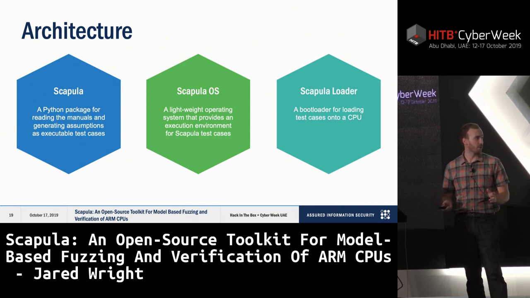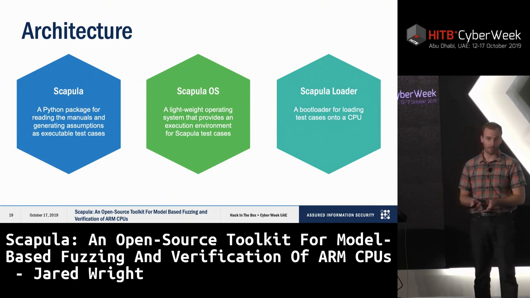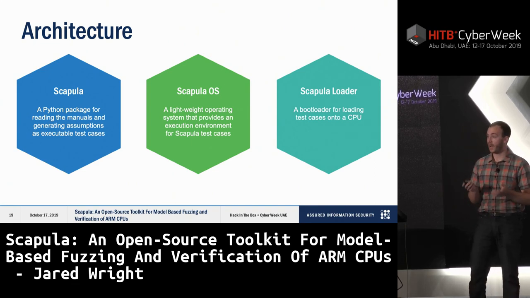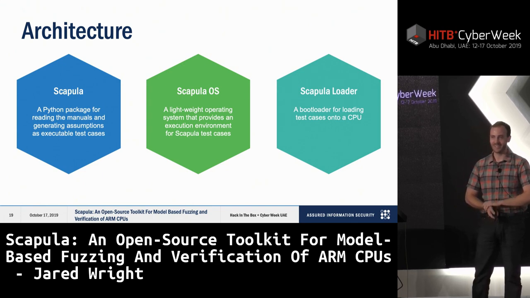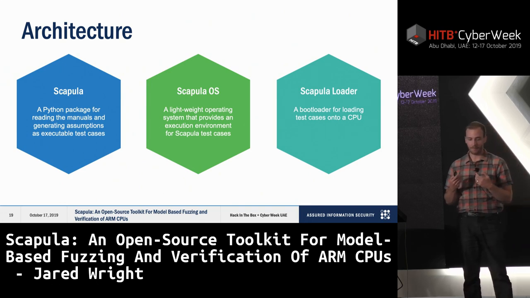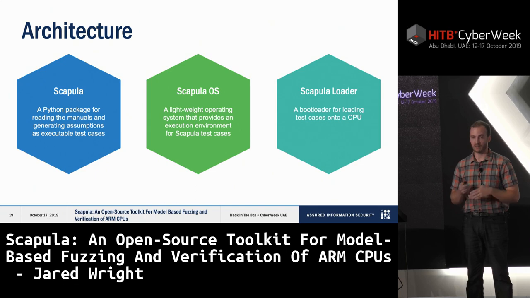The tool is broken up into three different major components. So there's the main Scapula portion of the tool. This is a Python package for anybody who likes Python. I sure do. It's a Python package that reads the manuals for you. You get that for free. That's the part that lets you generate your assumptions and generate basically C code that you can go compile and run on an ARM CPU.